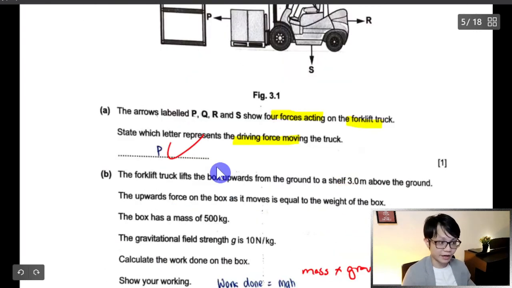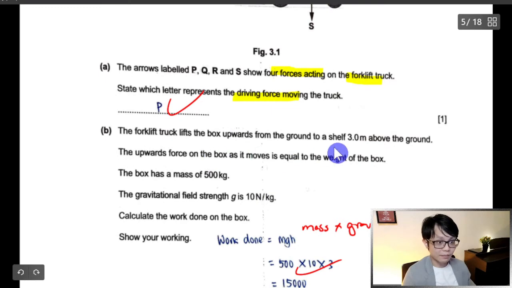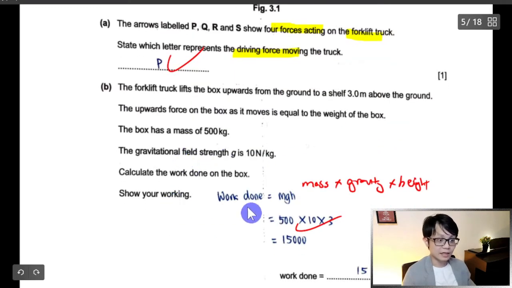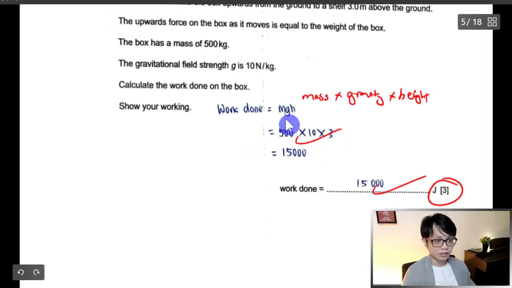So you get it correct. The forklift lifts the load 3 meters on the ground. Calculate the energy: mgh, the formula, mass times gravity times height. Do the equation and you get 15,000 joules. But the marking scheme writes it as a full sentence: work done equals mass times gravity times height. But I think it's still correct, mgh also means the whole thing.